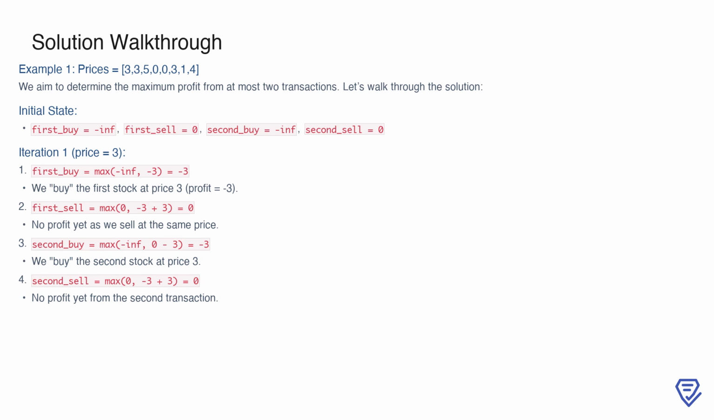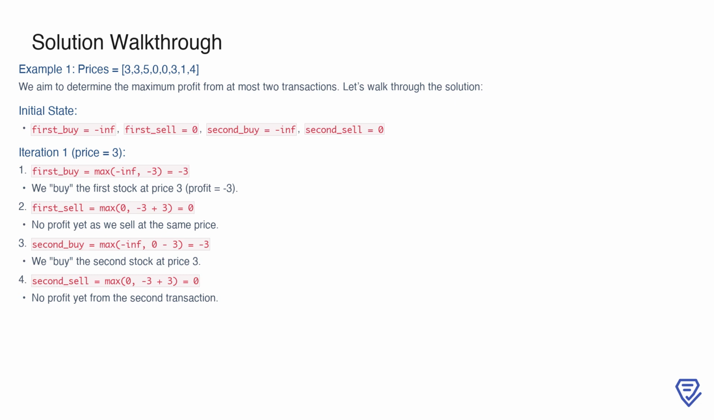Now, for the first price in the array, which is 3, we calculate first_buy as the maximum of its current value, negative infinity, and negative 3, the cost of buying the stock. This gives us minus 3, meaning we've made our first purchase at a cost of 3. Next, we calculate first_sell, which remains 0 because selling at the same price results in no profit. Moving to the second transaction, second_buy also gets updated to minus 3, as we simulate buying a second stock at the same price. Finally, second_sell remains 0 since selling again at this price yields no profit.